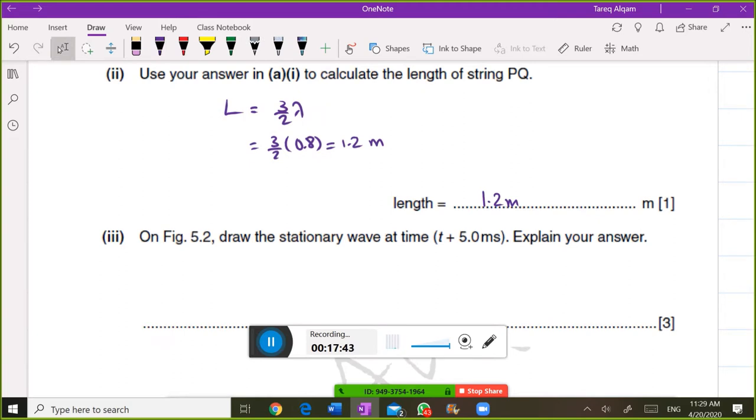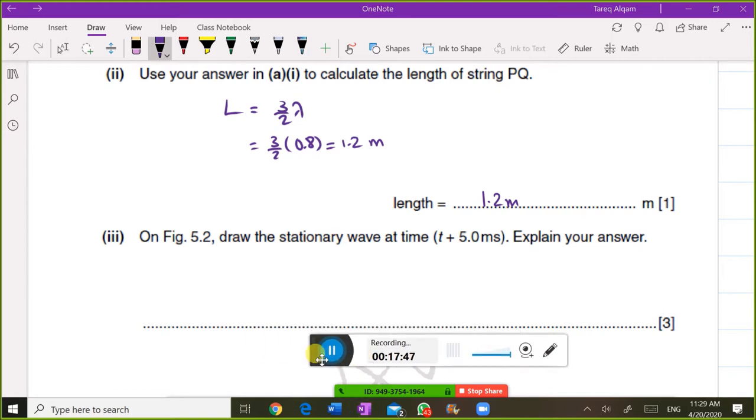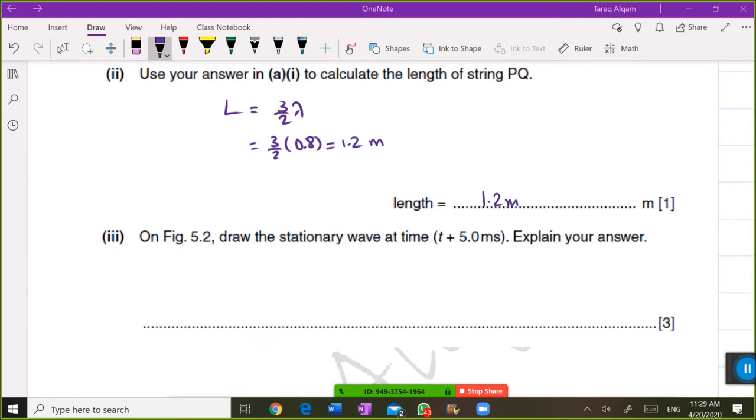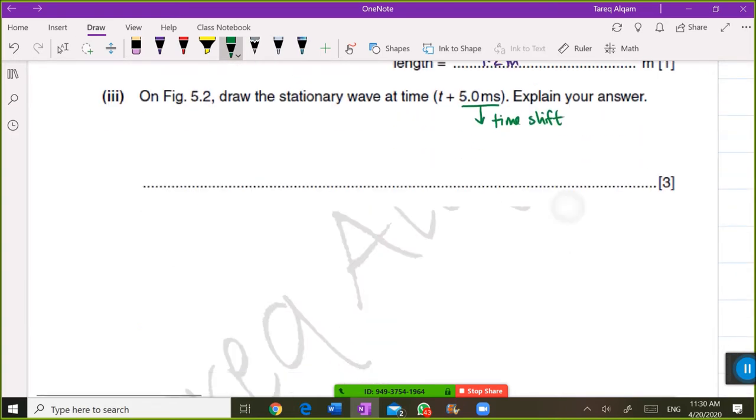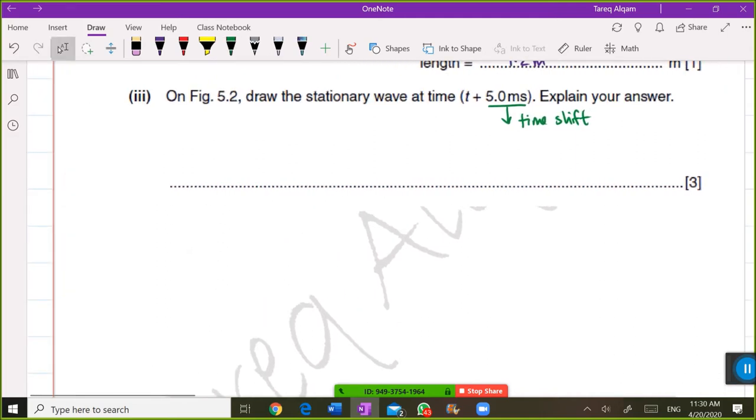On figure 5.2, draw the stationary wave at time t plus 5 milliseconds. Explain your answer. Okay, guys. If you remember, this is the time shift. In order to draw the wave, I have to use, again, this pattern. I have to select any point along the string or the wave. Then we have to follow this pattern. It will be something easy, which is maximum, zero, minimum, zero, and so on. This will help us.